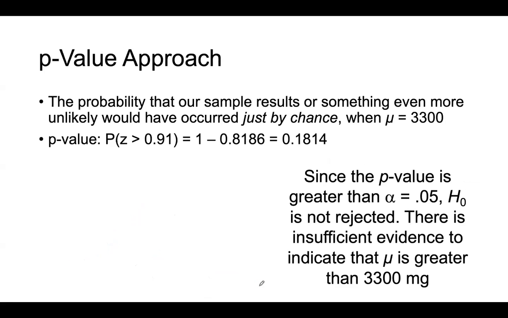Okay. What about the p-value approach? So this is the probability that our sample results, or something even more unlikely, would have occurred just by chance when this mu is equal to 3,300. So our p-value, we can calculate this using our table. So we can look this up.